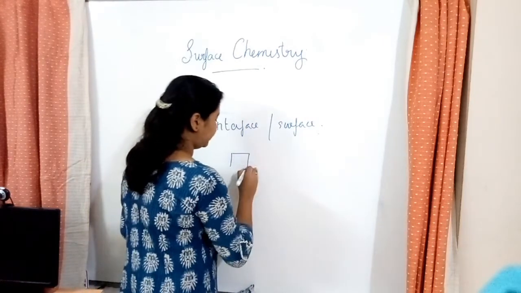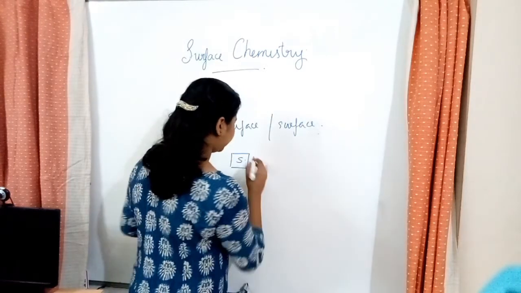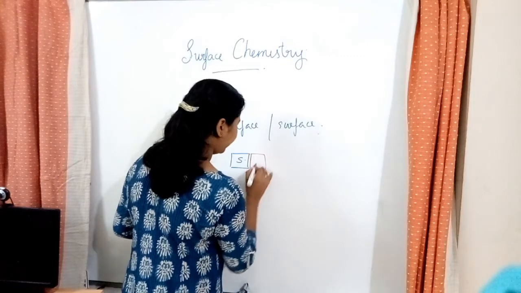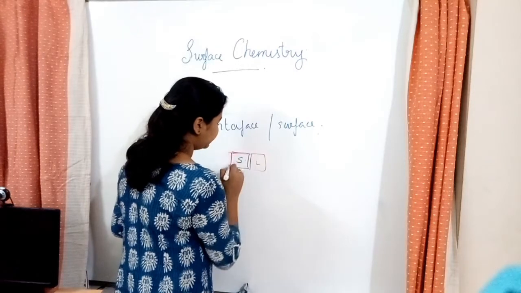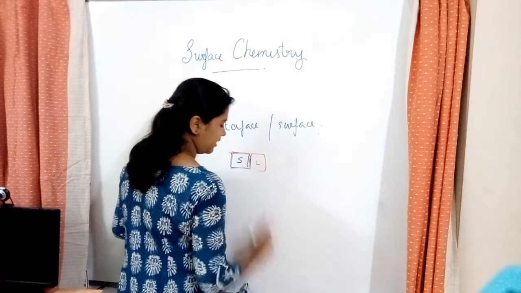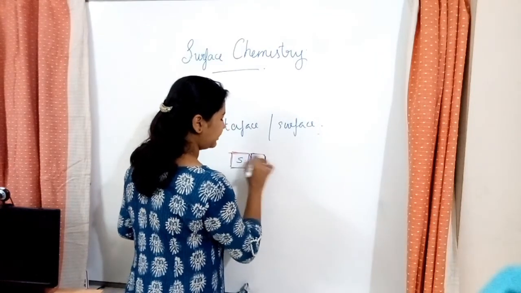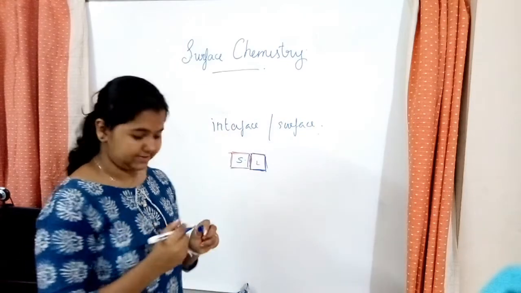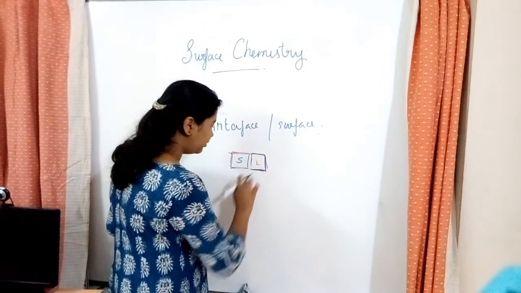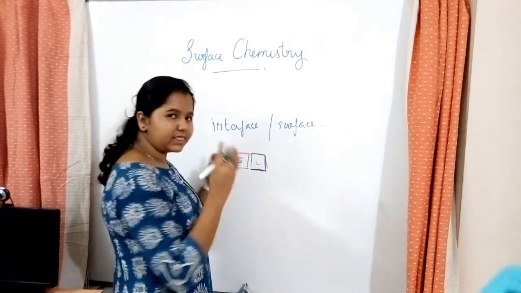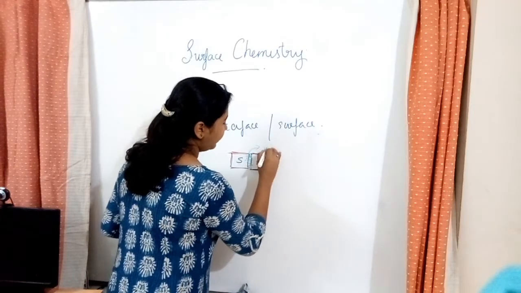So let's take a solid over here. This is solid. And let's make this a liquid. So this portion over here is the surface of the solid, and this portion over here is the surface of the liquid. That is what you call surface. And now, to talk about interface, there is a gap over here, no? This gap between the solid and the liquid is called the interface.